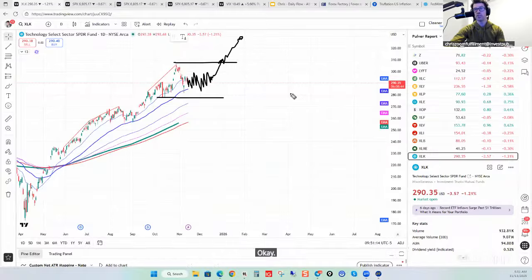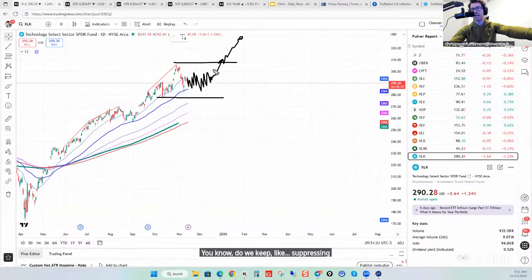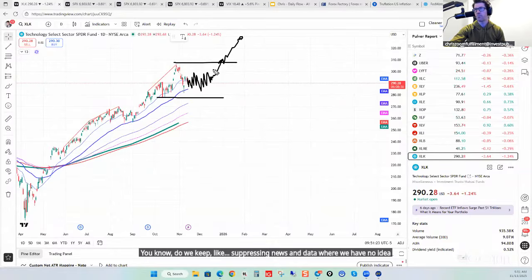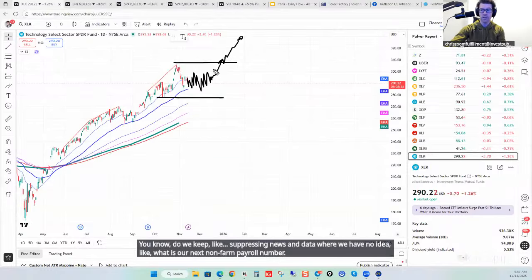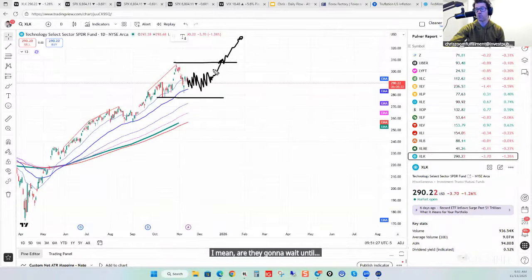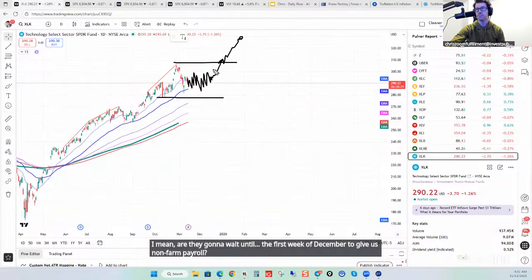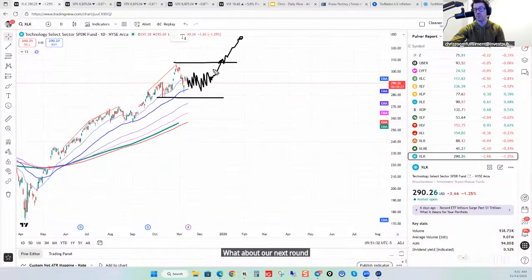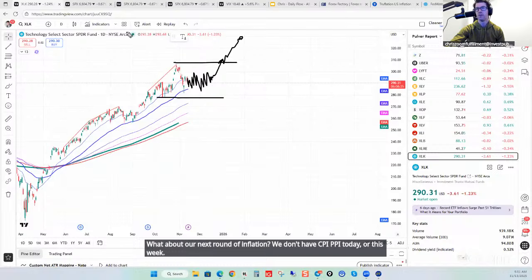Okay, is NVIDIA earnings a catalyst for that next week? Possibly. Do we keep suppressing news and data where we have no idea what our next non-farm payroll number is? Are they going to wait until the first week of December to give us non-farm payroll? What about our next round of inflation? We don't have CPI, PPI today or this week. So we don't know.